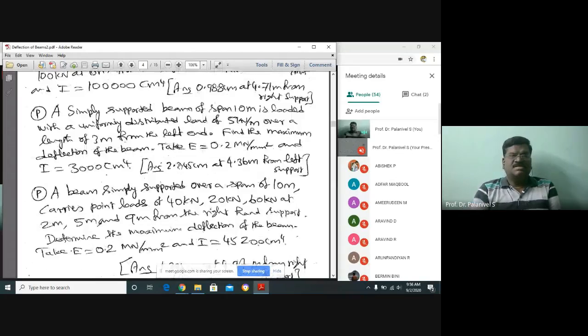What is the next problem? A simply supported beam of span 10 meter is loaded with a uniformly distributed load of 5 Newton per meter over a length of 3 meter from the left end. Find the maximum deflection of the beam. The E and I values are given. You know how to do this problem. If any UDL is acting, you know how to deal with it: how to modify the load diagram, how to write the general expression for bending moment in a special manner, and how to proceed. You are already thorough.